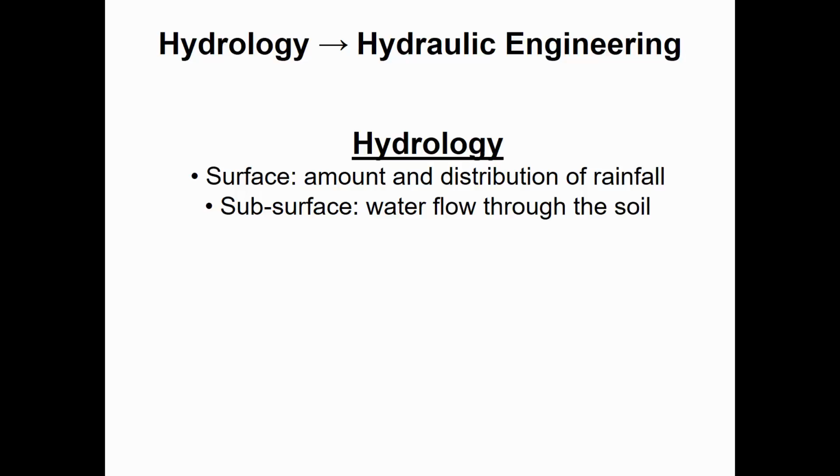All right, so let's think about the relationship between hydrology and hydraulic engineering. In hydraulic engineering, where we're trying to size systems, we're trying to figure out the size of pipes or channels or ponds, hydrology gives some answers that are needed at the beginning of the design process. And so hydrology will tell us at the surface how much water there is and where it is. So by distribution, we can actually mean two things. Temporal distribution, which is over time, how is it spread out, and spatial distribution, which is over a variety of locations, where is the water.